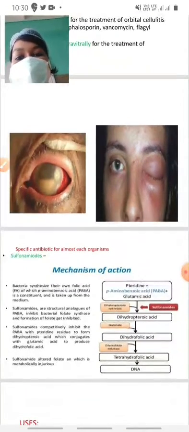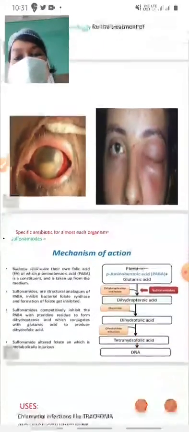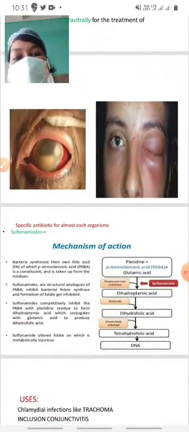So the first picture shows a patient having bacterial endophthalmitis. In this case we can give the intravitreal antibiotics, while the second picture shows a patient of orbital cellulitis where we can give both the oral or the intravenous route.